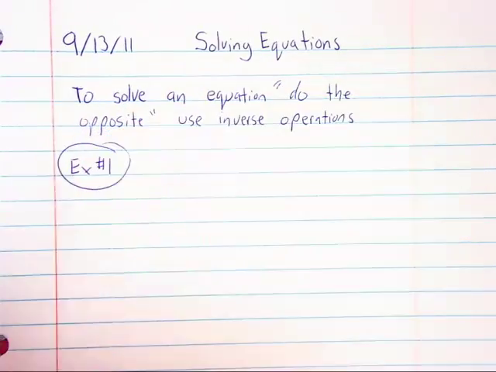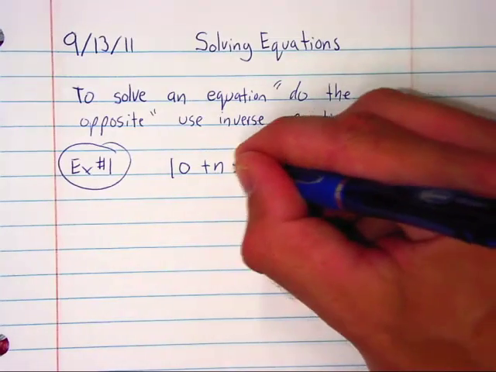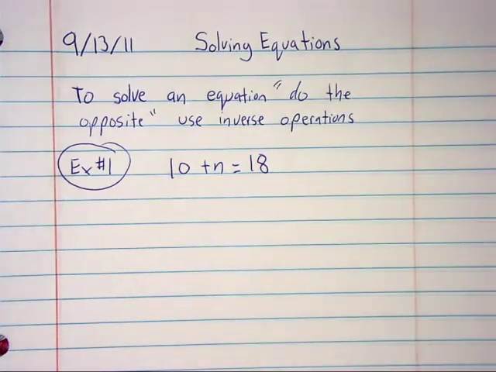And this should just be a review for you guys. This is an easy one. 10 plus n equals 18. And you always do the opposite of what's in front. So what's in front of that 10?